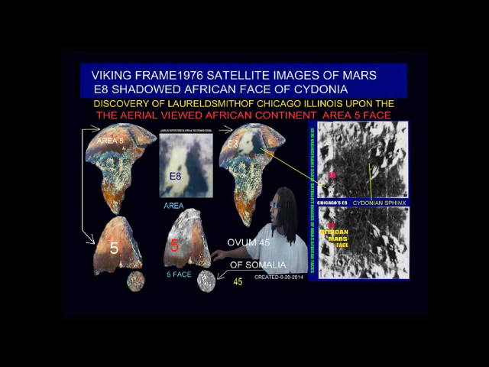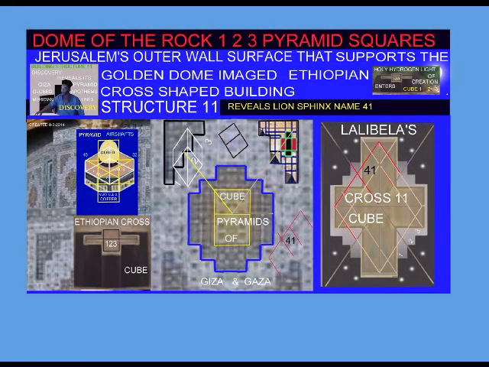So if you're looking at the pyramid of Khufu, the second pyramid or second square within the stone rectangular window frames upon the Dome of the Rock octagonal outer wall structure, flanking the central Ethiopian cross, if you look at the first triangular face, you're looking at the 90-degree triangular slope of the pyramid.